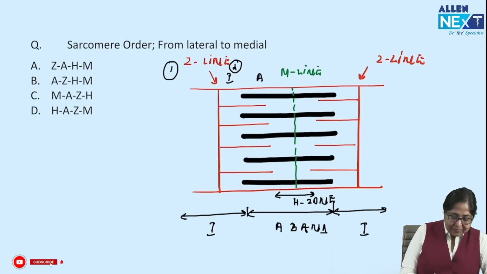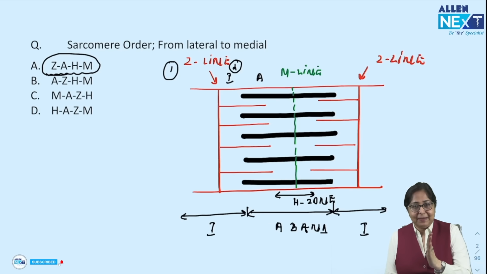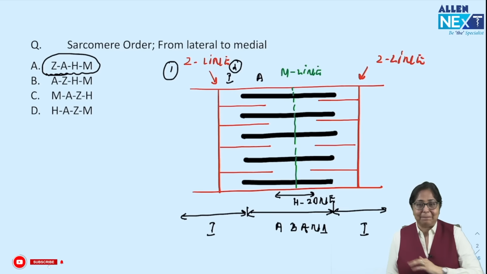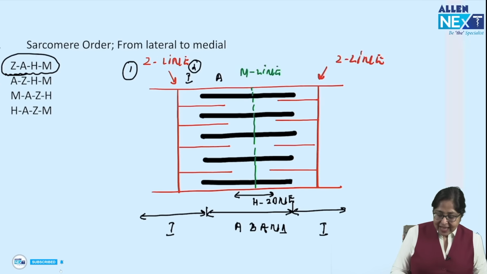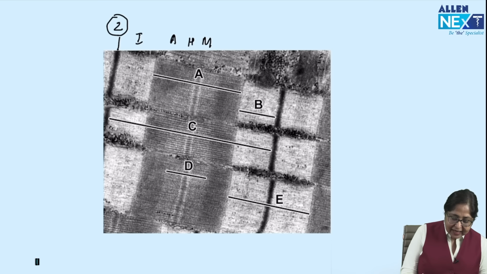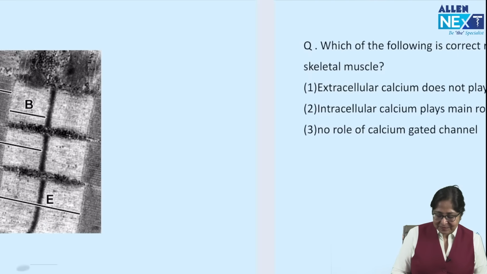So if I look at this, I band is not in the option, so Z, A, H, M, right? So Z line, I band, A band, H zone, M line. Since I band is not in the option, my answer becomes Z, A, H, M. So this is from lateral to medial. I have a picture here which shows the same thing. This is the Z line here. Then the I band, A band, the H zone, and the M line. So yes, most of you should have got it correct. Let's look at the next question.